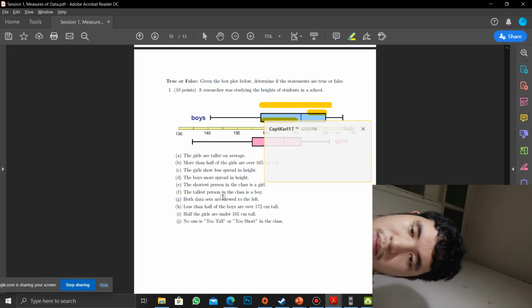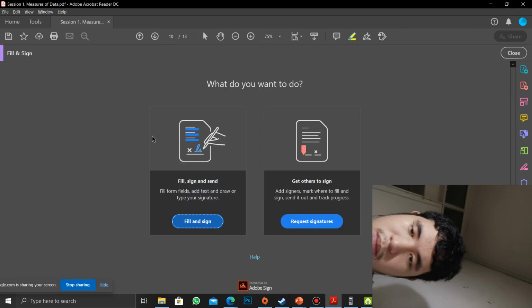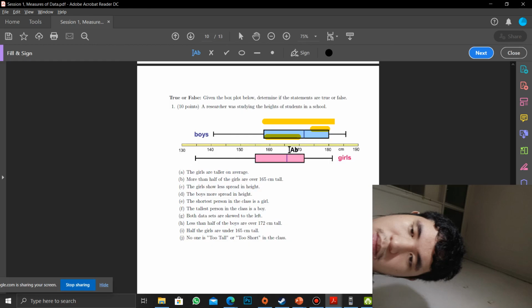Girls are taller on average. Comparing averages, we compare the medians. Pag mas malaki yung median ng isa kaysa sa isa, mas malaki yung average. So, dapat false to. False, kasi if we compare yung medians, kasi yun yung median, di ba? Itong center na line na yan.